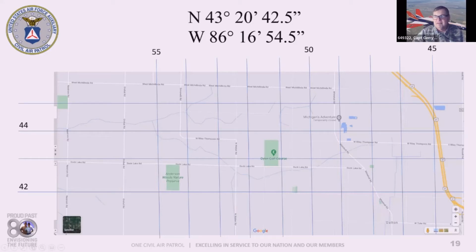All right. See, I had you going in a different direction. You guys were all looking at the left-hand side. So let's go look at that. What do you think the complete coordinates are? Somebody give me the complete coordinates of Michigan's Adventure, plus or minus.